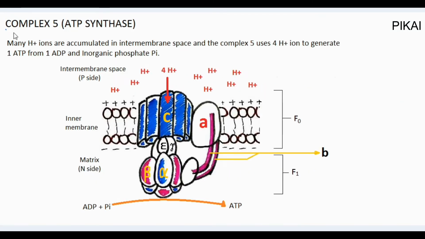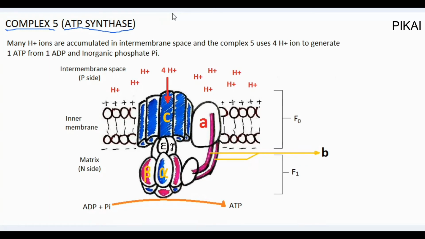So complex 5 is our last complex, known as ATP synthase, because synthesis of ATP happens here. What we have seen so far is that in NADH oxidation in complex 1, 4 hydrogen ions were transferred to the intermembrane space. In complex 2, 2 hydrogen ions were transferred to the intermembrane space. And in complex 4, 4 hydrogen ions were transferred to the intermembrane space.